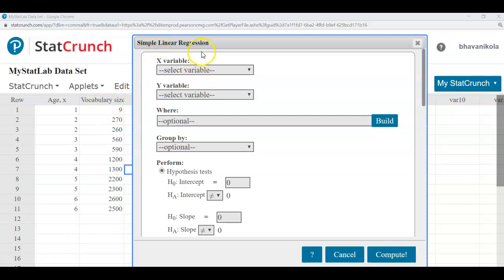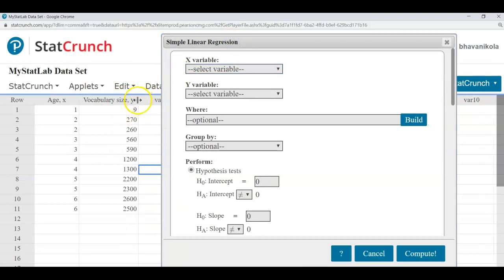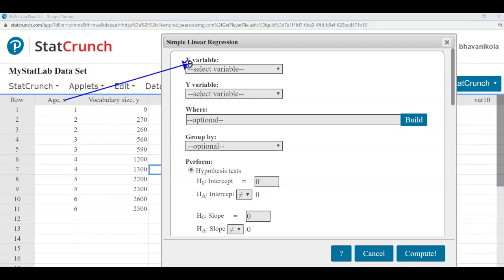So let me go ahead and move this to the side so y'all can see. So my age is X because it clearly says X, and the Y goes in Y. If you flip-flop or interchange these, your entire graph is going to be messed up. The only thing you have to do is put your X in X, Y in Y.